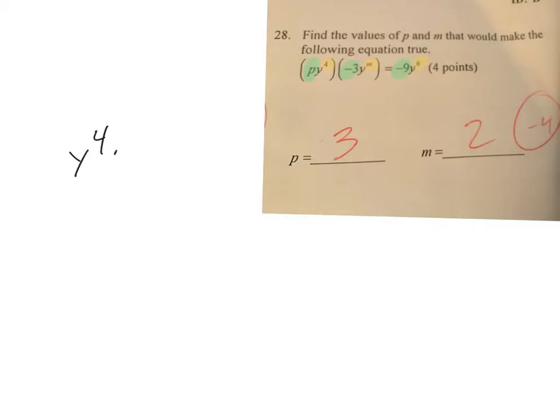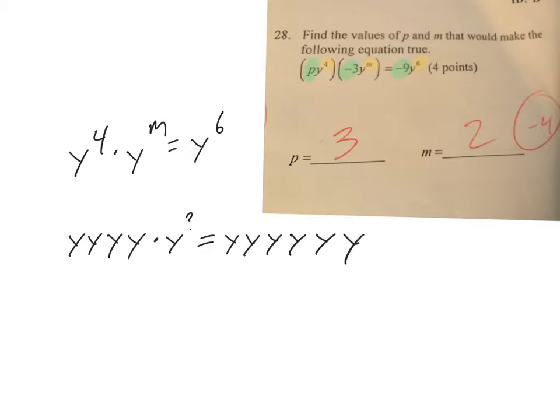Let me think about this one like this. You've got y to the 4th times y to the m equals y to the 6th. A way to visualize this is simply y to the 4th means y times y times y times y, times y to some unknown amount equals y, y, y, y, y, y, because it's y to the 6th, right? Here's 4 y's, here's 6 y's. Well, all we're really saying here is how many more would we need to get to 6? So if I have 4, how many more do I need to get to 6? I need 2 more y's, right? So that's why the m has to be 2. That's it for this one.